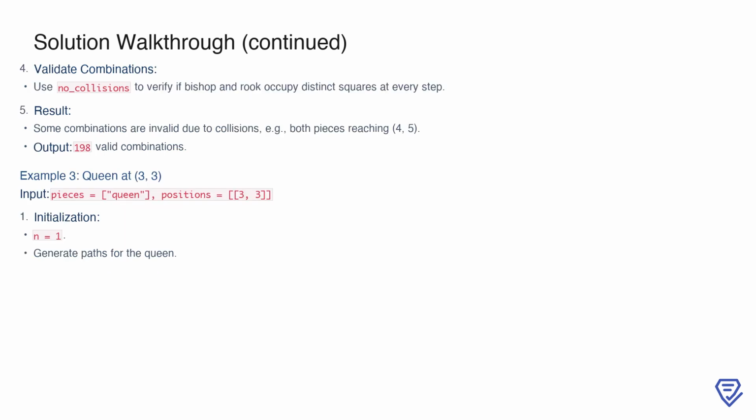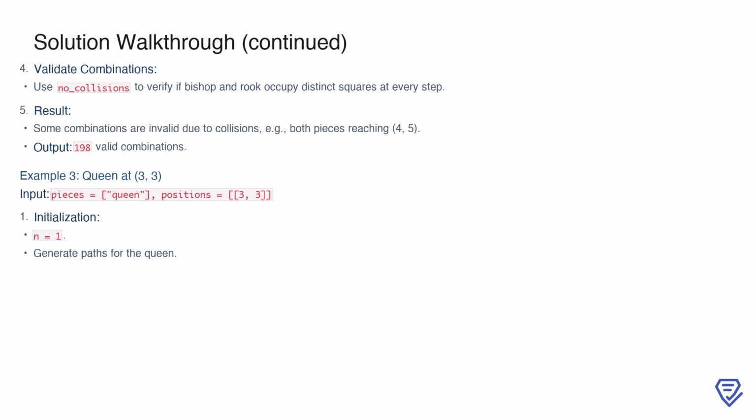To ensure that move combinations are valid, we use the no_collisions function. This function verifies that the bishop and rook occupy distinct squares at every step of their paths. Some combinations may be invalid due to collisions, such as both pieces attempting to occupy position 4, 5 simultaneously. These combinations are excluded from the results. After validating all move combinations, we determine that there are 198 valid sequences where the bishop and rook can move without conflicting with each other.